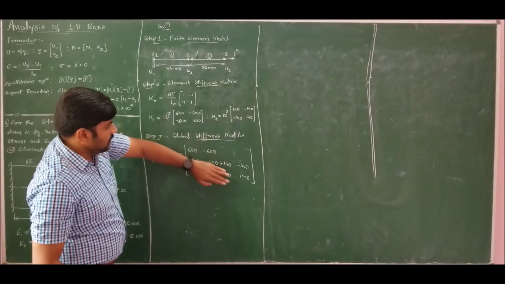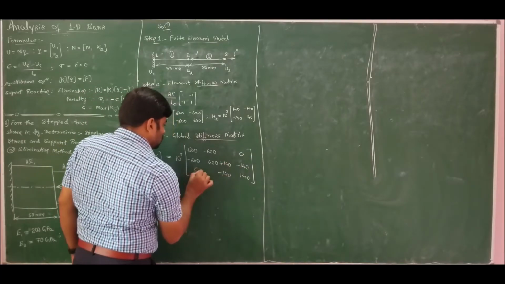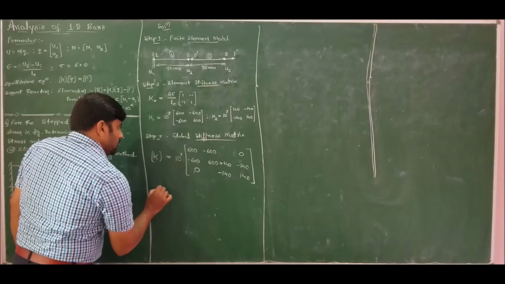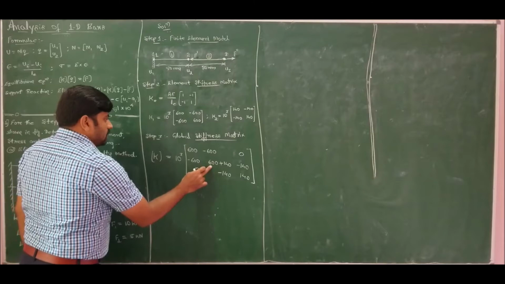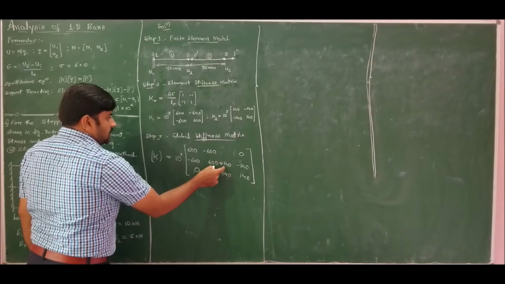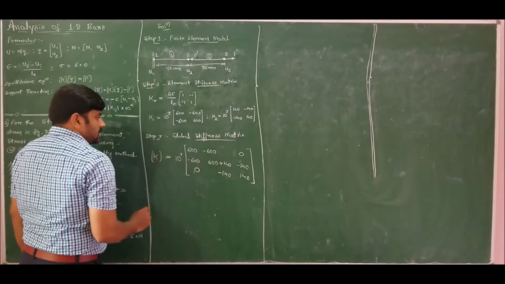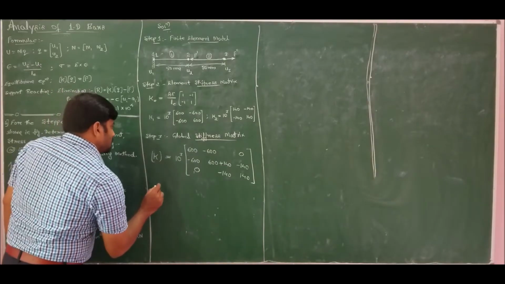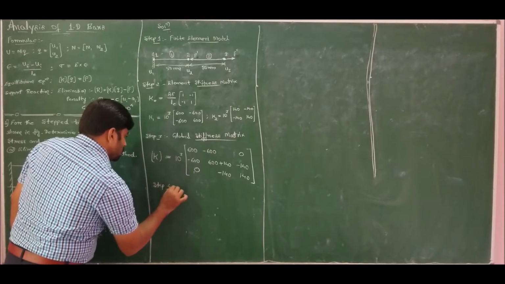We have element 1 and element 2. Fill the unfilled positions with zeros. Thereby we have found the global stiffness matrix for this problem. The maximum value in the global stiffness matrix is 740 into 10 to the power of 3 newtons per millimeter. Now once I complete the global stiffness matrix, step 4 is the load vectors.